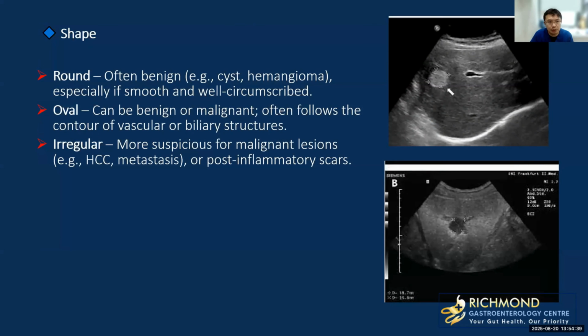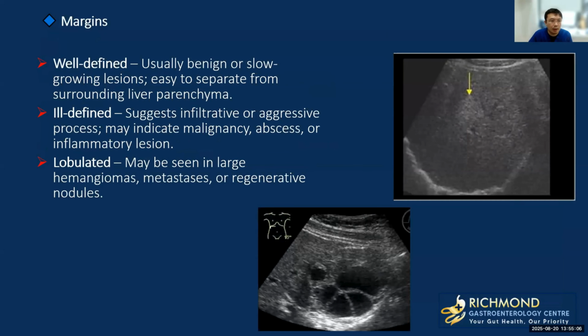In terms of shape, a round liver lesion is usually benign, especially if it's smooth and well circumscribed. Oval, because of the irregularity, it's not circular, sometimes could possibly be related to malignant potential. In terms of an irregular liver lesion, usually we will say this is more likely and more suspicious for malignant lesions.